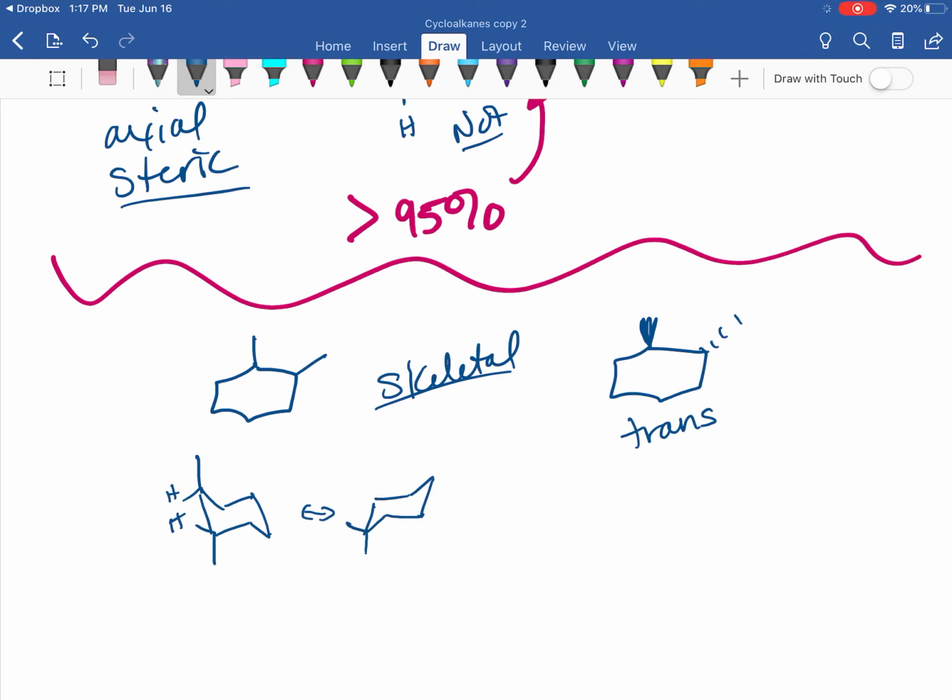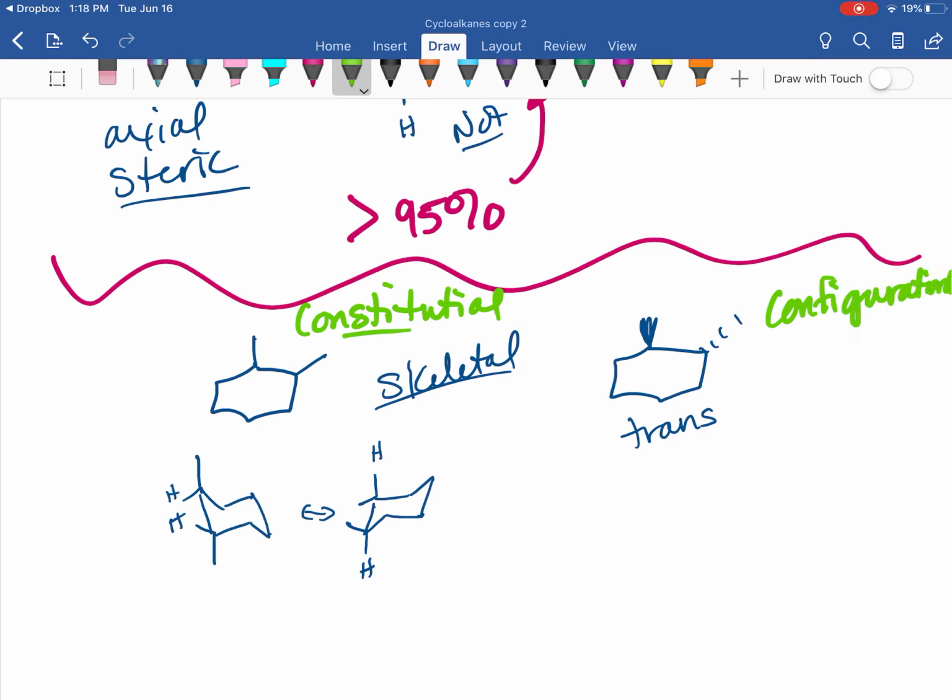We need to look at all of them and look at why we would even draw all 3 methods for all 3 isomers. This is how we draw to look for constitutional. We're literally just getting everything attached. This one is perfect for configurational. I ran out of room there. And this is great for conformational. These are our 3 isomers, and these are our 3 methods to draw.